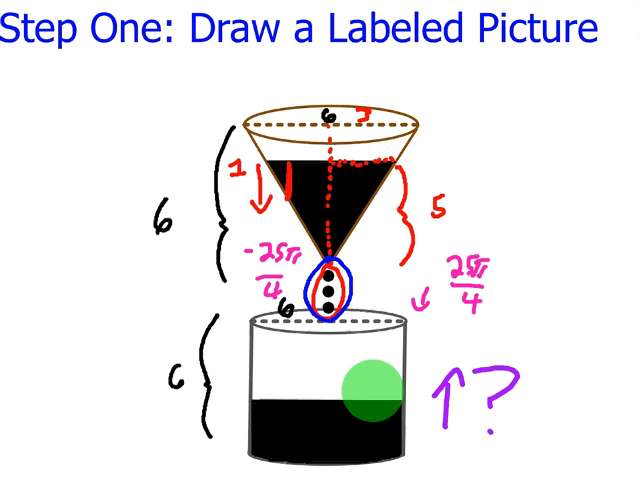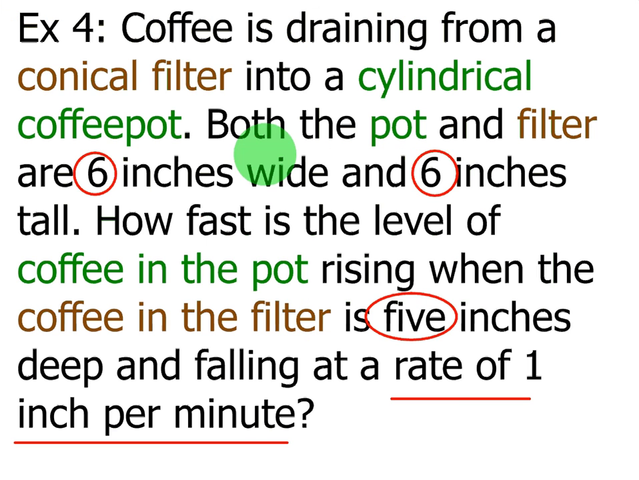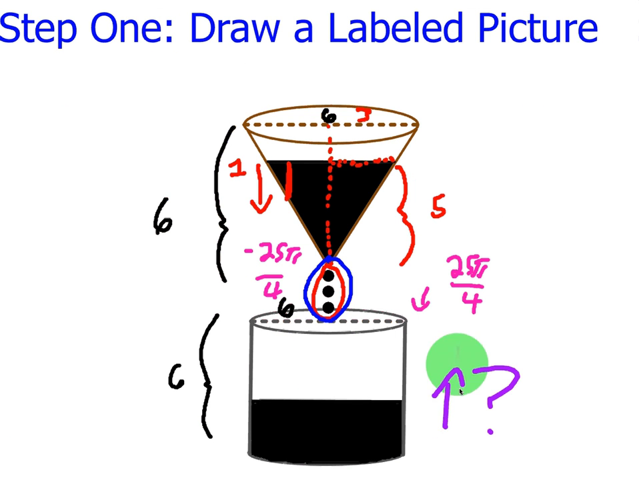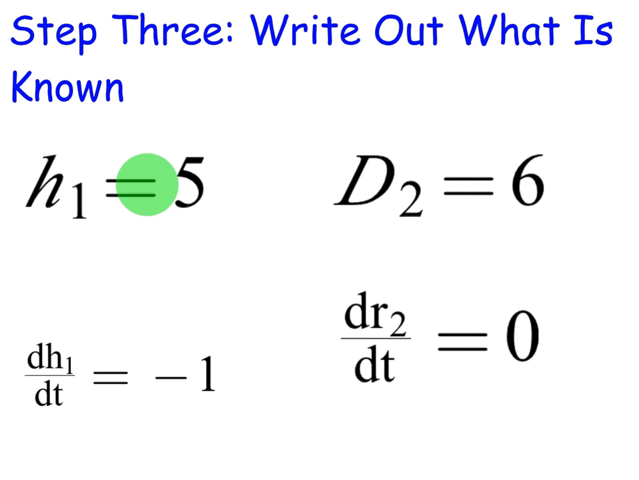The last example, we had the coffee draining from a conical filter into a cylindrical coffee pot. And the question is asking how fast is the level in the coffee pot rising? So basically, the rate at which this is going up. This one is way more involved than the first 3 because we have 2 different shapes.